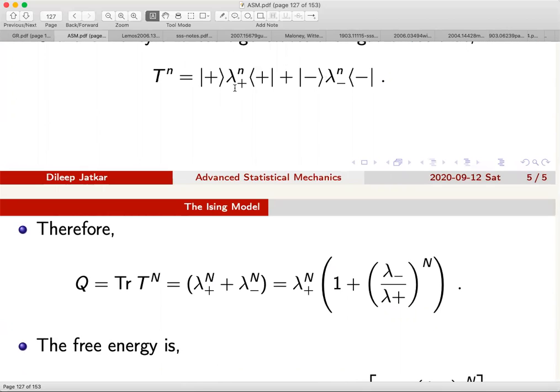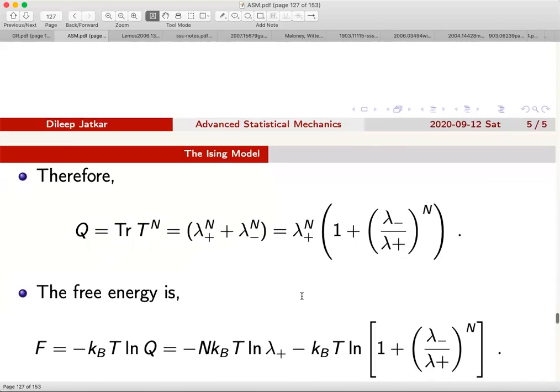It just gives you lambda plus to the capital N plus lambda minus to the capital N. That is a partition function. Since lambda plus is dominant, you can pull it out, and in the thermodynamic limit, that means taking N going to infinity, you find that this term is small and therefore does not contribute to the partition function. Or let's say it has a subleading contribution to the partition function in the large N limit.